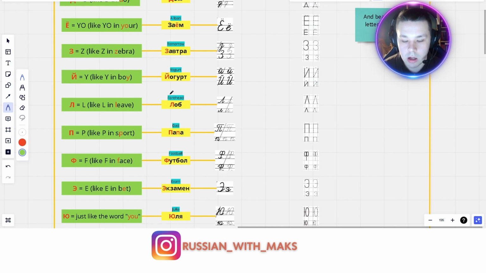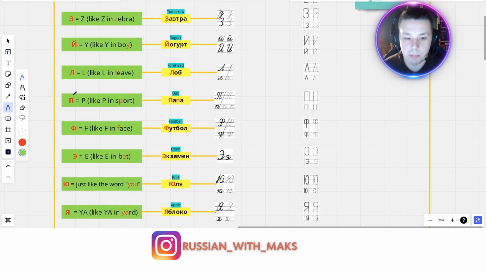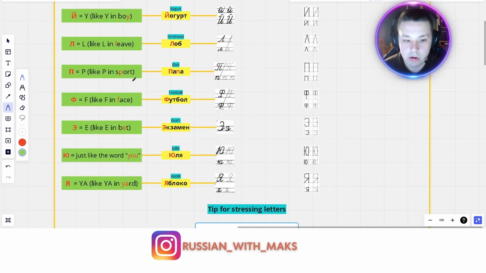Lob, lob. Next letter, which looks like a little house, is letter P, P, like P in sport. Papa, papa. Following letter is letter F, like F in face. Football, football. And now the letter E, which almost is like E in bed. E, examen, examen.